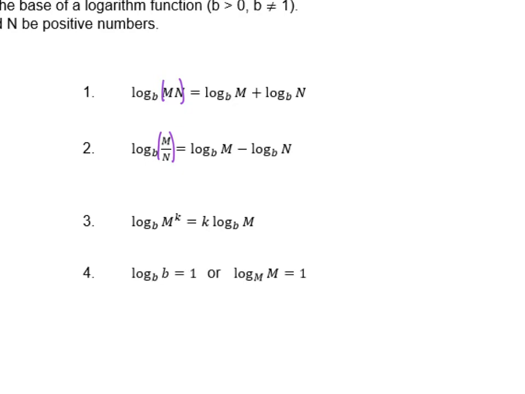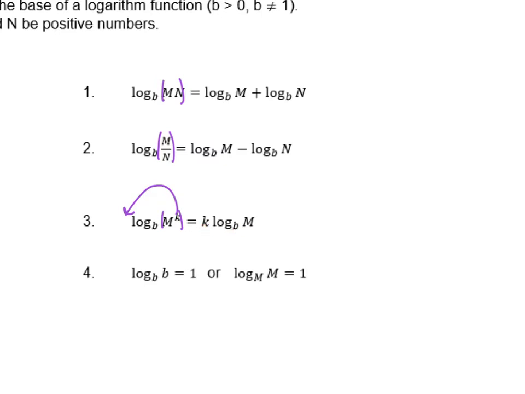Alright, our next one, log base b of m raised to the k power. So if you have an exponent right there, what happens is that k ends up just going out front, and we have k times log base b of m.